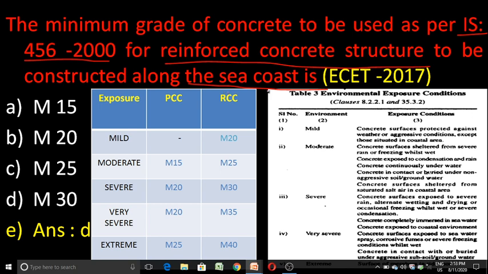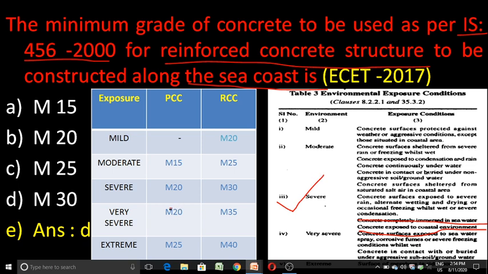Now, under which environmental condition does the sea coast fall? First we have to judge that. According to Table 3 of environmental exposure conditions given in IS 456-2000, there is one condition of concrete completely immersed in seawater, and another of concrete exposed to the coastal environment. The question is about RCC structures constructed along the sea coast, which means structures constructed in the coastal environment. So this condition falls under the severe environmental exposure condition.